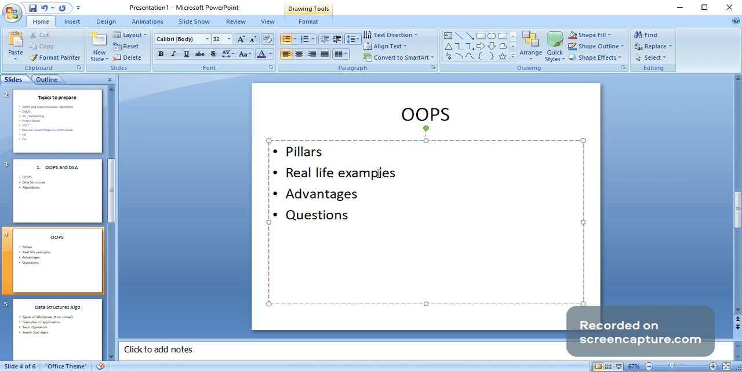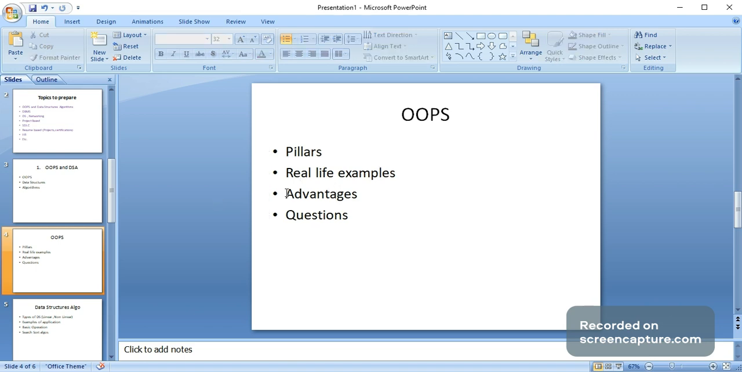Now for example, let's say inheritance. What is inheritance? Inheritance simply means gaining properties from your parent class. The example I gave was a child and a father. The child inherits some of the properties from his father and mother. This is how I explained it to him. Another thing is advantages. There is a question: why do we use so and so pillar? What are the advantages of it?